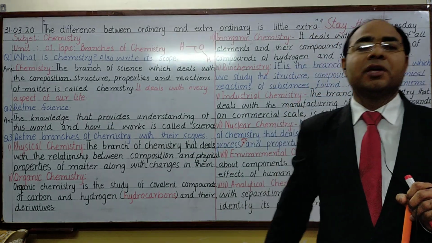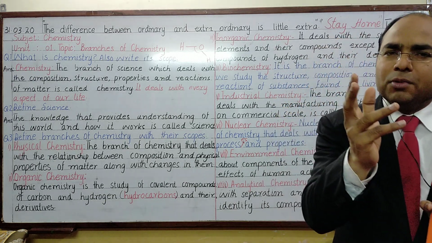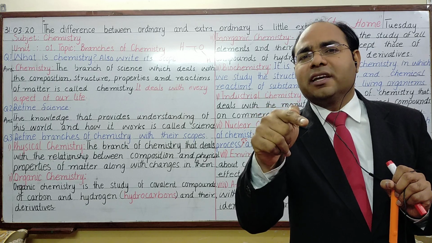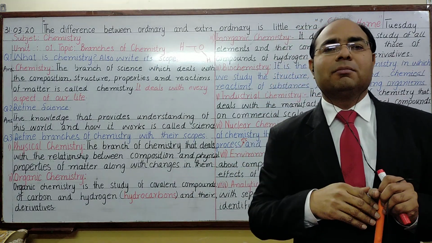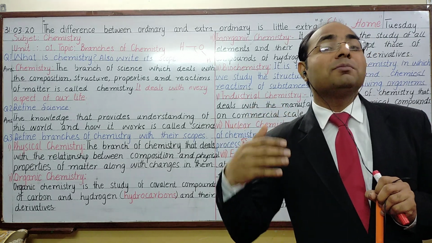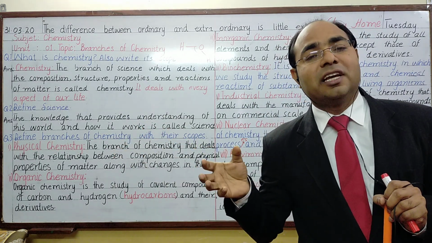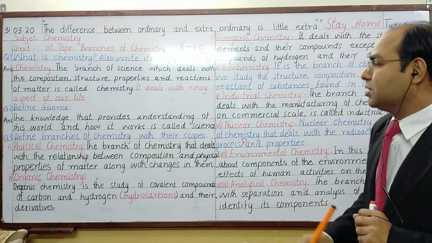Let's talk about water. Water is H2O, made up of two atoms of hydrogen and one atom of oxygen. Repeating again, if you add one atom of oxygen into this formula, it becomes H2O2. What has it become? It has become hydrogen peroxide. So that means by changing the composition, the physical properties would also change. So all this is studied under the branch of chemistry that is called physical chemistry.